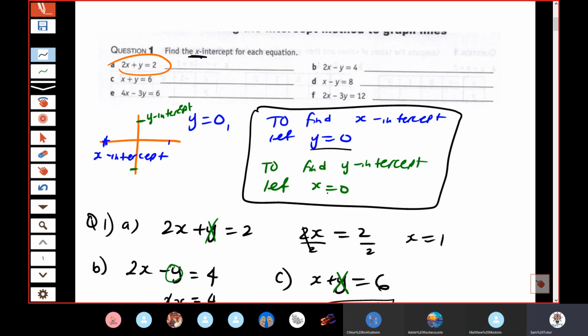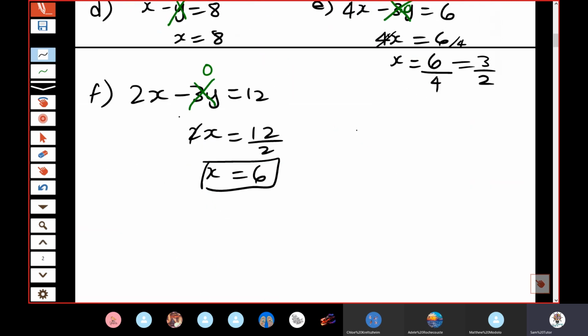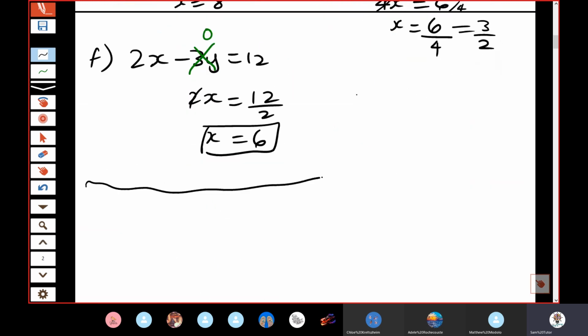You'll let your x equal to 0 this time. So the other way around. To find your y, you make x 0. To find your x, you make y 0. We're going to do it all again for these questions. So 2x plus y equals 2. A, 2x plus y equals 2.